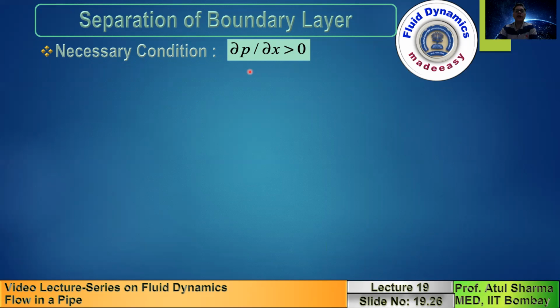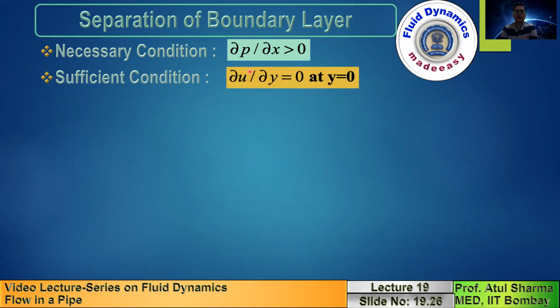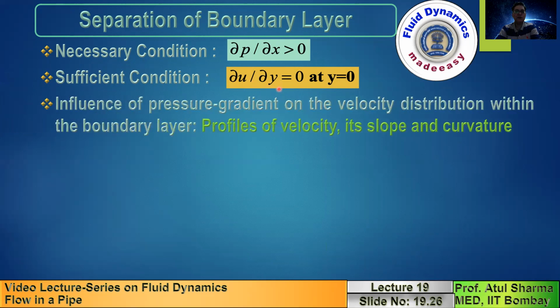So flow separation can never occur in a nozzle where you have dp/dx negative. It may occur in a diffuser. However, the sufficient condition for flow separation is that at y equals 0 at the surface, the normal gradient of tangential velocity, del u by del y, should be equal to 0, which I will show you in this slide. So, the influence of pressure gradient on the velocity distribution within the boundary layer. I will show you the velocity profile, its slope and curvature.